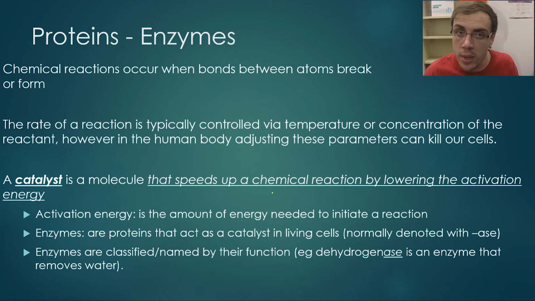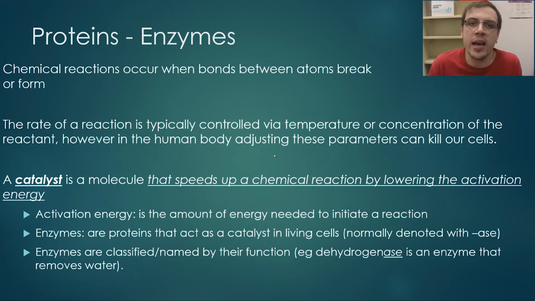Now, it can be very tricky to try and adjust those two parameters to increase our chemical reactions inside the human body. So we can't just go, okay, I want to react now. I'm going to heat myself up to 90 degrees. Or some things need to be heated up to 500-600 degrees. We can't do that. We'll obviously die. We also can't control the concentration.